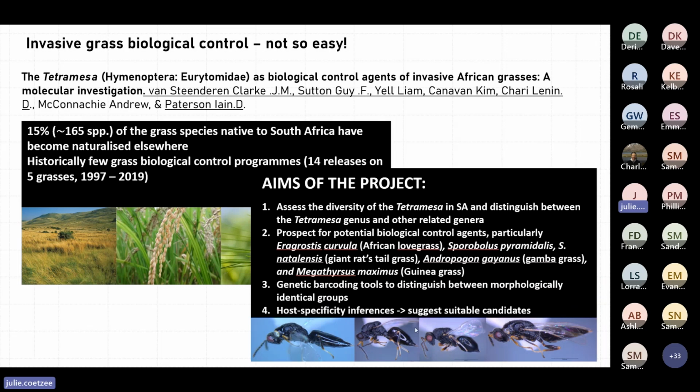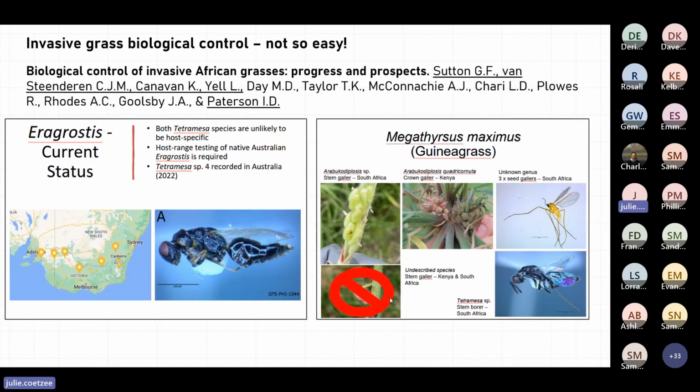And then following on from that, we could go to host specificity testing, and this is work that Guy Sutton's done, leading this work with the researchers, looking at these wasps and doing native range testing on South African grasses and then Australian grasses. So in this case, it's Eragrostis, which is found in Australia, in New South Wales and Victoria. The wasp that they're looking at is unlikely to be host-specific because of the close genetic relatedness of the Australian Eragrostis species.